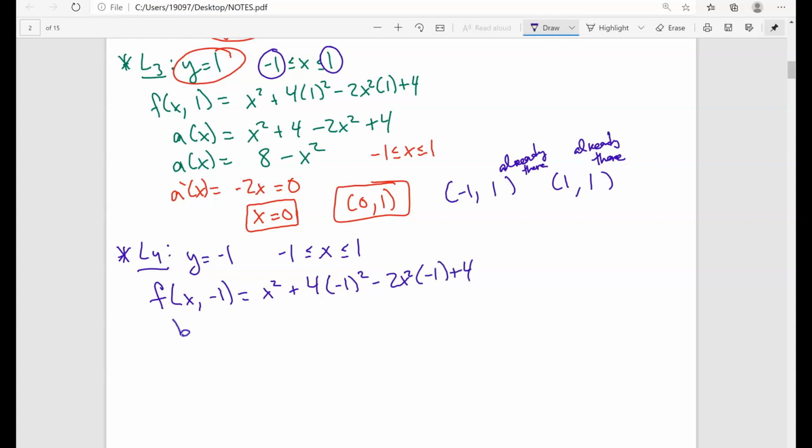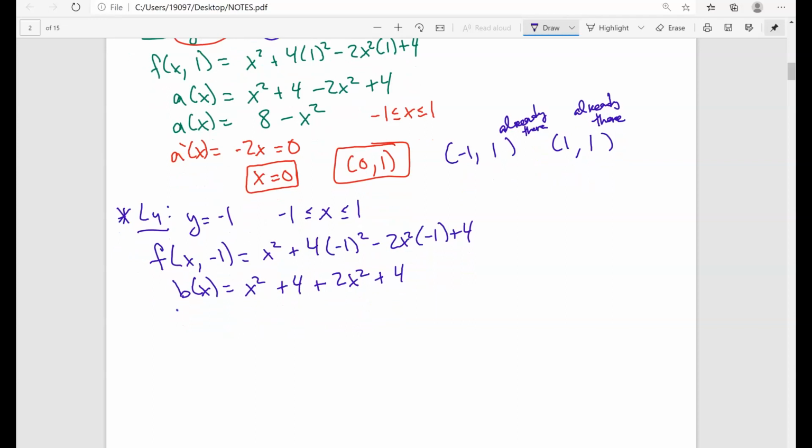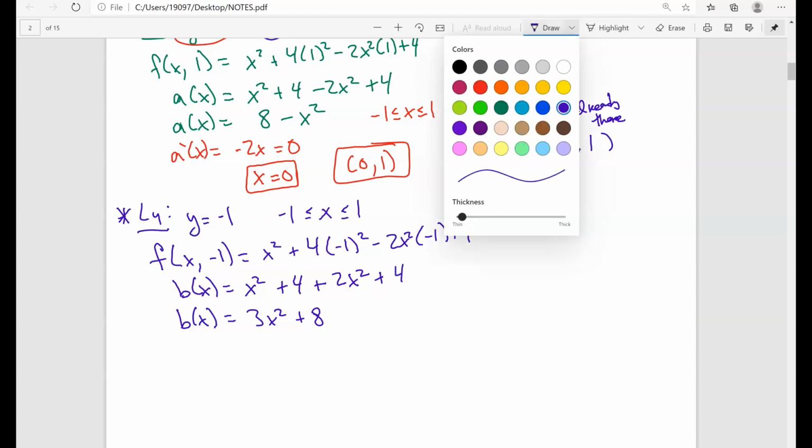So I'm going to call this b sub x squared plus 4 plus 2x squared, because there's a negative and a negative, plus 4. And what we're going to get is b sub x is equal to 3x squared plus 8. So notice here that we didn't get the same thing as the other side, right? So again, it doesn't happen.